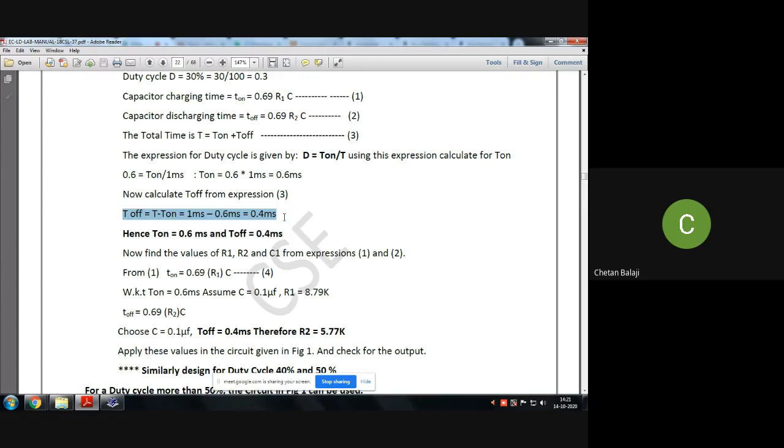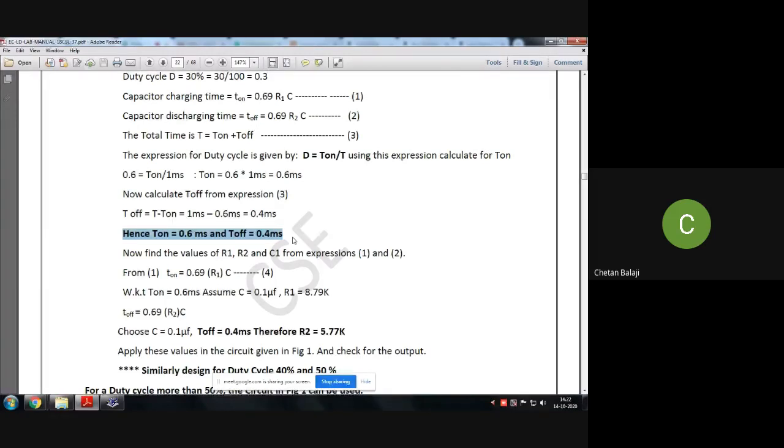Hence we got to know t on equals 0.6, t off equals 0.4. You add them, you get 1 millisecond. 0.6 plus 0.4 is 1 millisecond. So we knew the total time period t of 1 millisecond, but we didn't know how much t on and t off were. So we used the formula, calculated, and got to know that t on equals 0.6 millisecond and t off equals 0.4 millisecond. Okay, now come back to this.